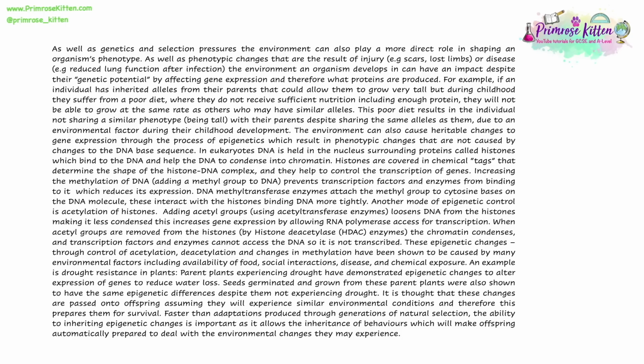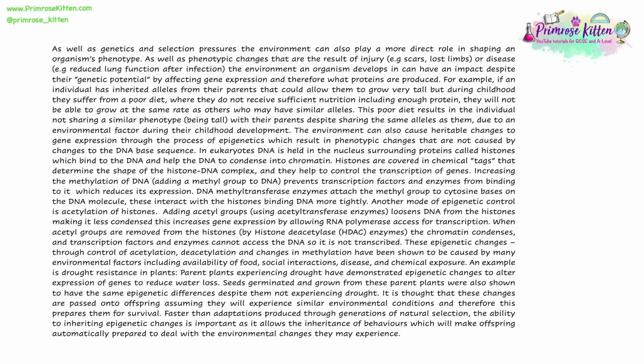The environment can also cause heritable changes to gene expression through the process of epigenetics, which results in phenotypic changes that are not caused by changes to the DNA base sequence. In eukaryotes, DNA is held in the nucleus surrounding proteins called histones, which bind to the DNA and help the DNA to condense into chromatin. Histones are covered in chemical tags that determine the shape of histone DNA complexes, and they help to control the transcription of genes. Increasing the methylation of DNA, by adding a methyl group to DNA, prevents transcription factors and enzymes from binding to it, which reduces its expression.